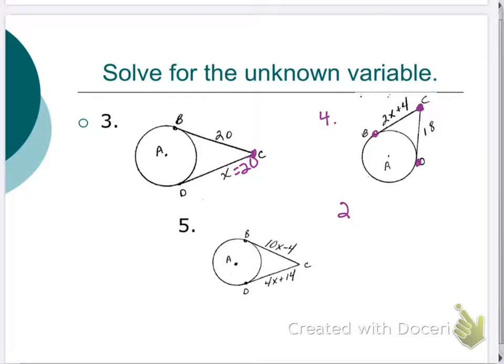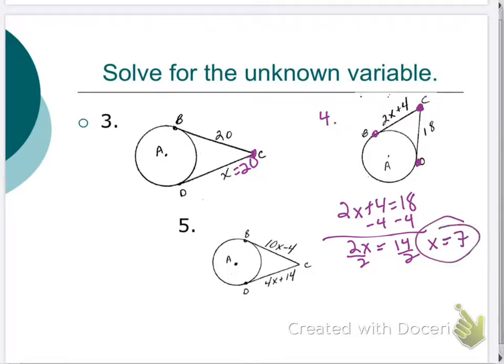So if we're going to solve for X here, 2X plus 4 equals 18. Subtract over our 4. 2X equals 14. Divide by 2. X equals 7.